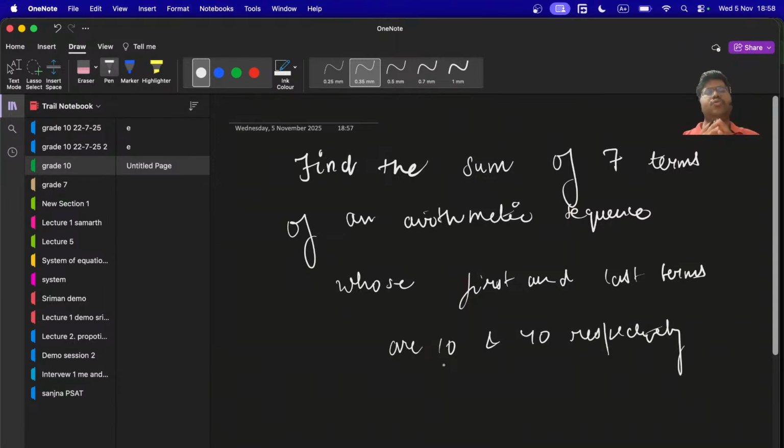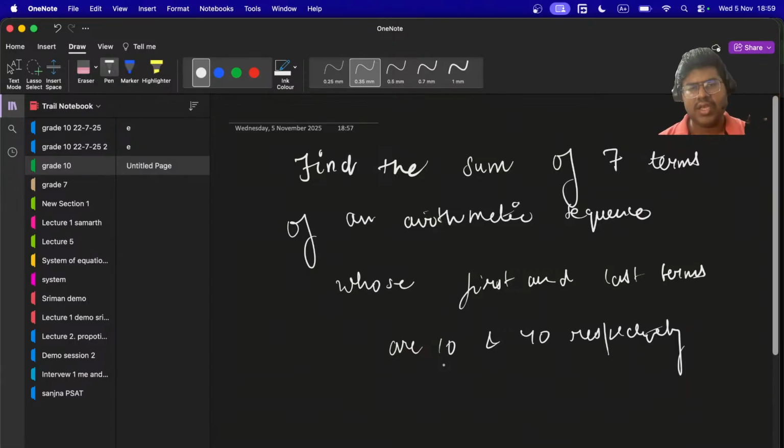What have we been given, students? We have to find the sum of 7 terms of an arithmetic sequence whose first and last terms are 10 and 40. So we are given the number of terms in total, which is 7. We are given the first term and the last term, 10 and 40. Now what have we not been given? We are not given d directly. We have to find the sum.